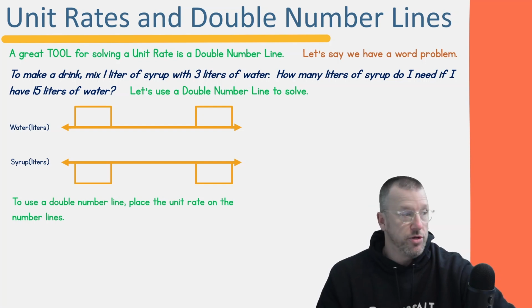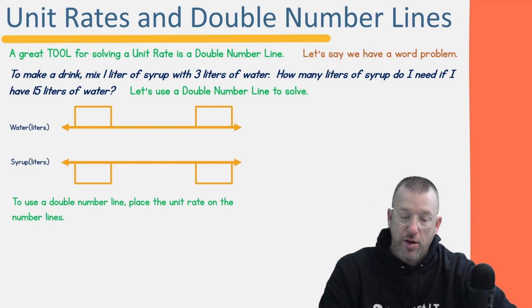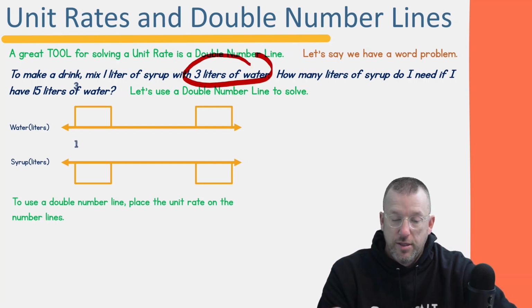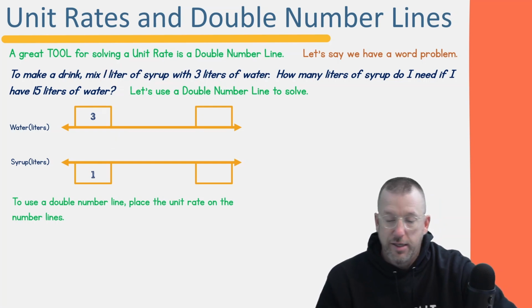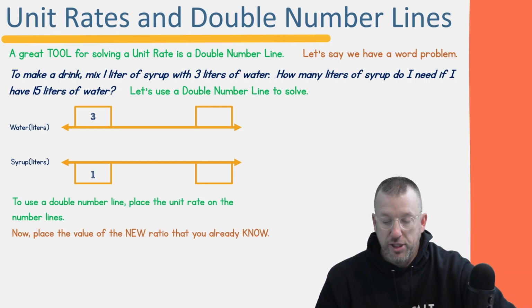In this case, we know the unit rate. All right, so let's go ahead and place the unit rate. We know how much water. Okay, water is 3 liters, and we know that the syrup is 1. So there's our 3 to 1. There is our unit rate. The next step is place the new ratio that you already know.